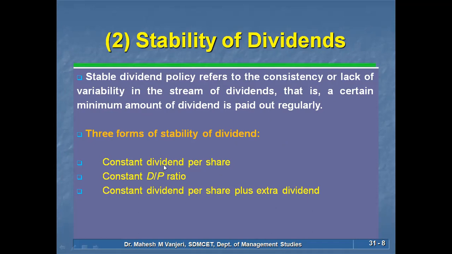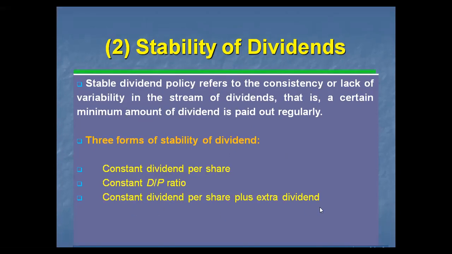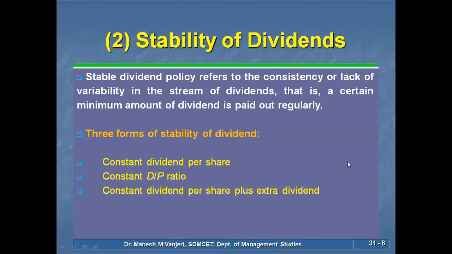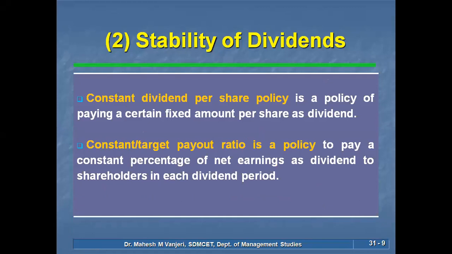The first one is the constant dividend per share. Second is the constant payout ratio. And third is the constant dividend per share plus extra dividend. Okay, so we are going to learn about these forms of stability of dividend.